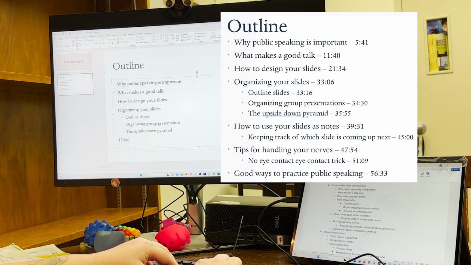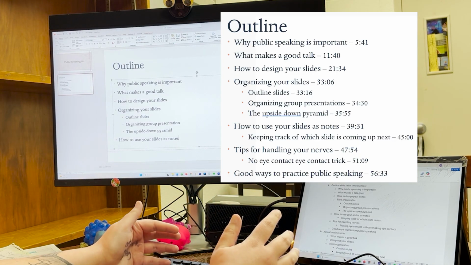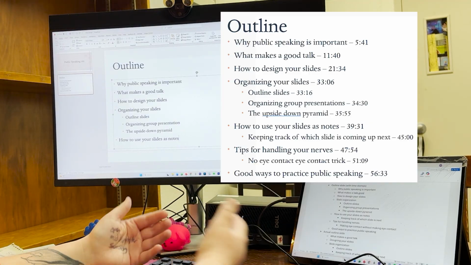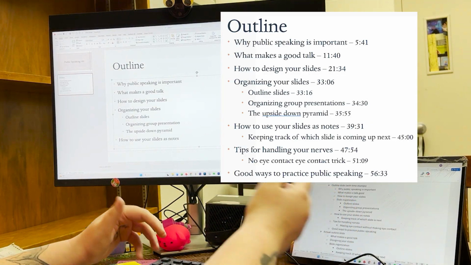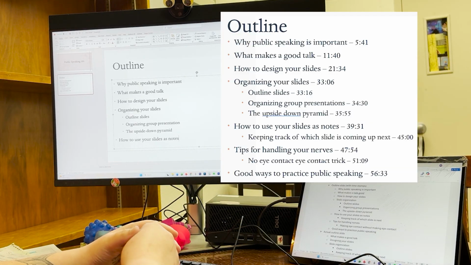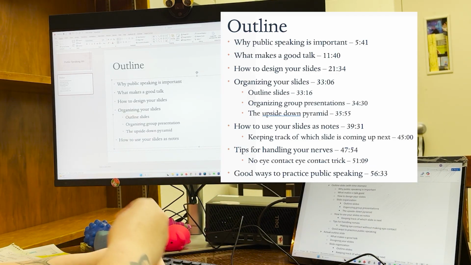Then we'll talk about something that I'm going to call how to use your slides as notes. I think it's pretty universally recognized that the best talks are ones where the presenter is not looking at their notes, and maybe even where the presenter doesn't even have notes on them, but that can be very intimidating for students and people who are just not getting into public speaking. So I'm going to explain how to set up your slides so that they serve as your note cards.